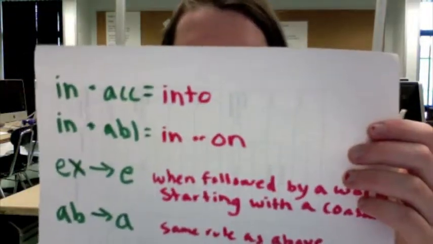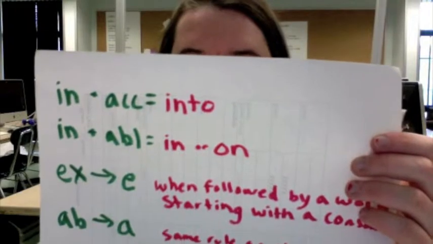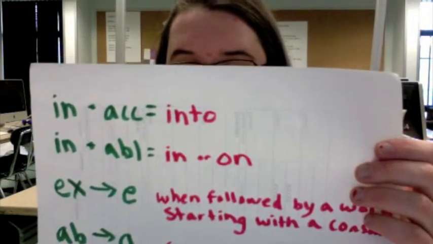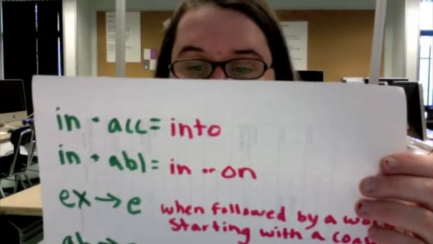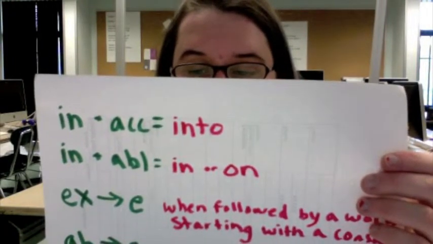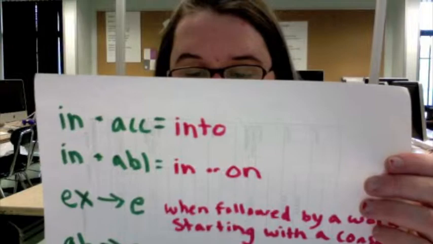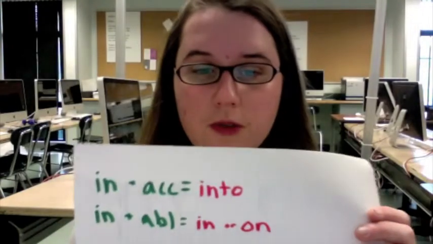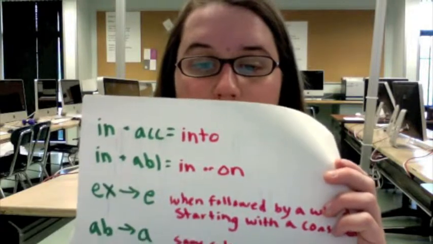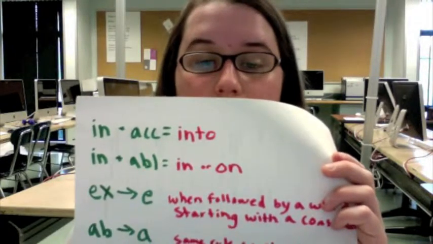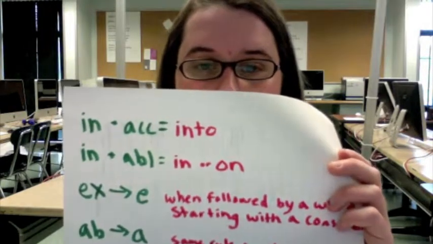There are a few special cases you should know about before we see these phrases and sentences. First of all, in, used with a noun in the accusative, is translated as into. Secondly, in and a noun used in the ablative case is translated as in or on. Third, ex turns to simply e when it's followed by a word starting with a consonant, such as "e ramis," out of the branches. Ab follows the same rule as above. It turns to a.